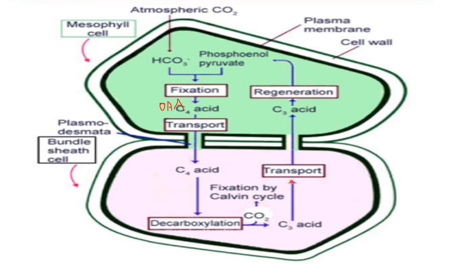Now what happened with this C3 acid here? This C3 acid is again transported to the mesophyll cell, and this C3 acid is then regenerated to form phosphoenol pyruvate. So this step is the regeneration step. In this regeneration step, phosphoenol pyruvate is formed again for the fixation of carbon dioxide, for accepting the carbon dioxide from the atmosphere. Its regeneration is very necessary here, right?